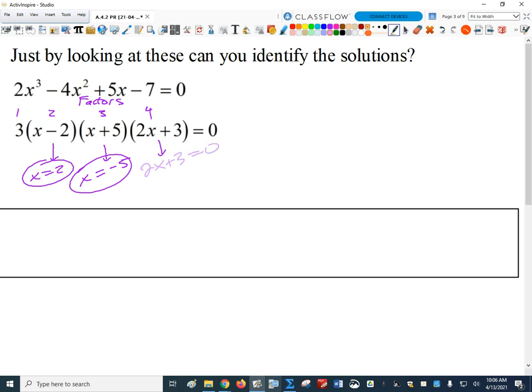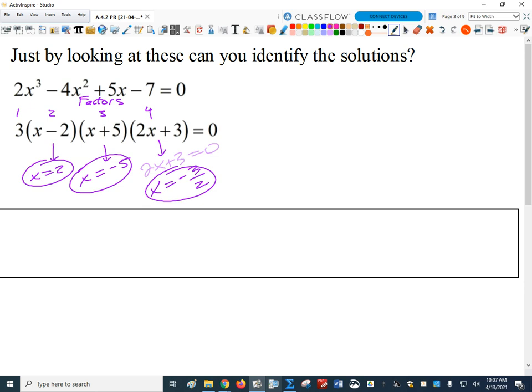I just set the factor equal to 0 and solve, right? What would the 2 steps be to get that x by itself? Subtract 3 and then divide by 2. So look, we end up getting x equals negative 3 over 2, right? And we probably could have just done that in our head, right? Okay, so those are the 3 values, done.